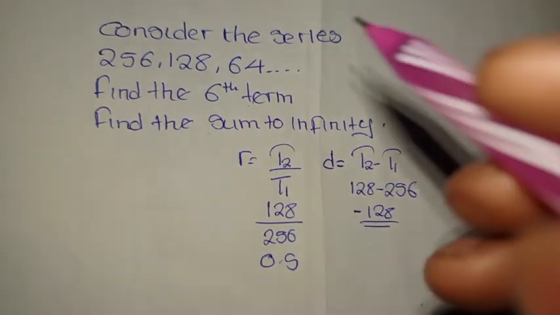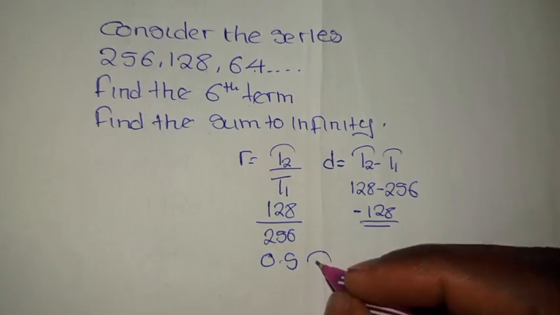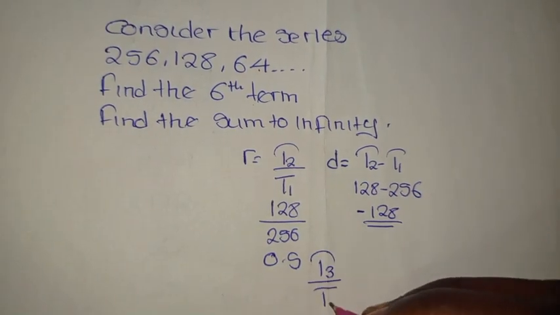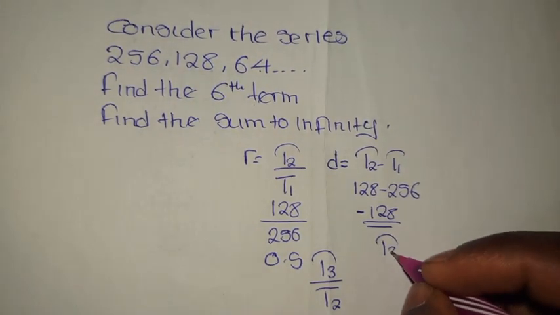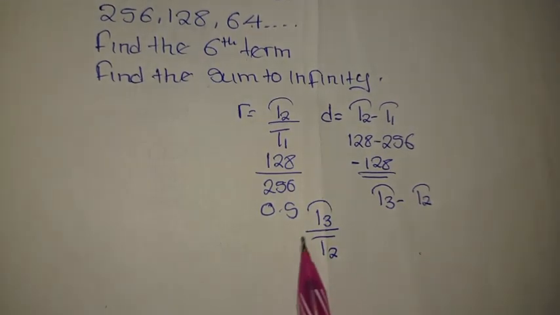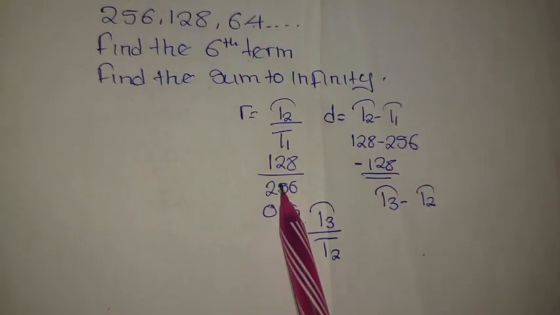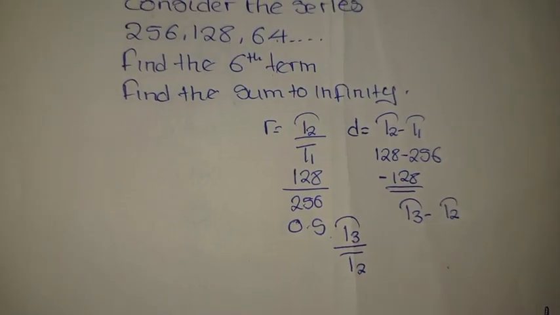So also do the same for 64, where you say the third term divided by the second term, or the third term minus the second term, so that you see whether 0.5 will be the answer. When you check, this is a geometric progression.